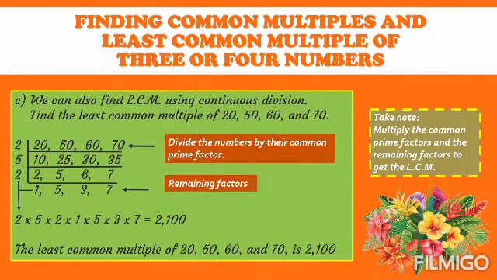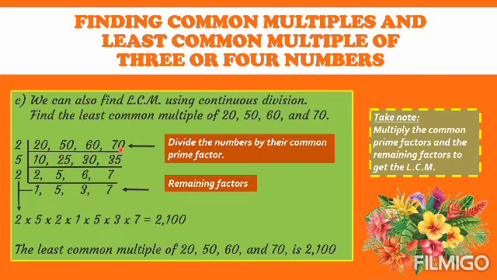Okay, now we'll be solving for the LCM of 20, 50, 60, 70. So we have now 4 numbers. We'll be using continuous division to find their LCM. Okay, so these are the numbers: 20, 50, 60, 70.